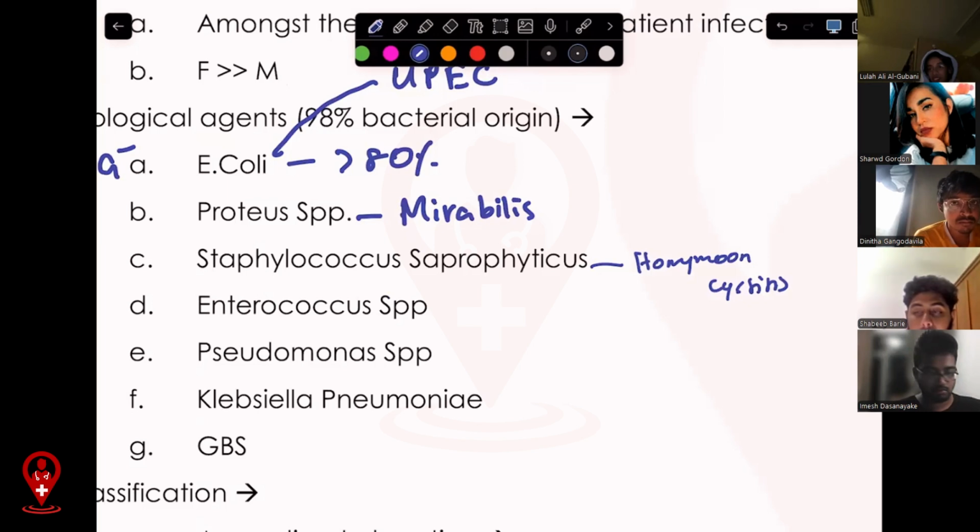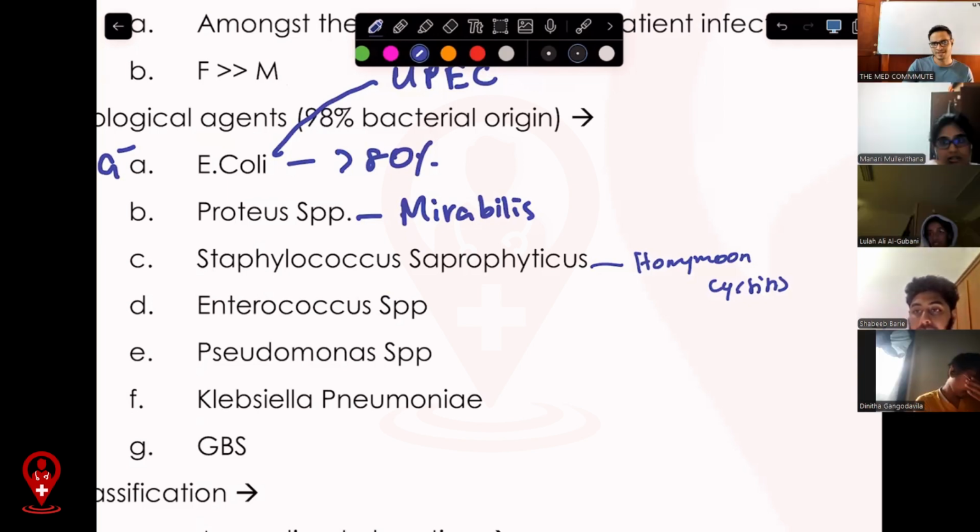Excellent, right? So this honeymoon cystitis, just as the name suggests, guys, we usually see it in females who have just gone for their honeymoon. This is happening mainly due to repeated unprotected sexual activity, right? This is one of the main risk factors. Honeymoon cystitis.